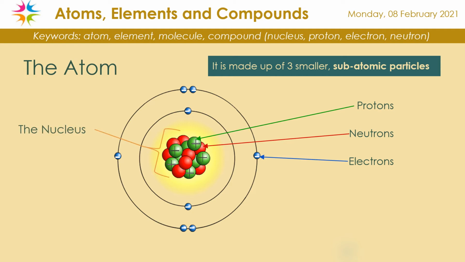All of these together, the neutrons and protons, make the nucleus. And then the electrons orbit round and round the nucleus in something called shells.